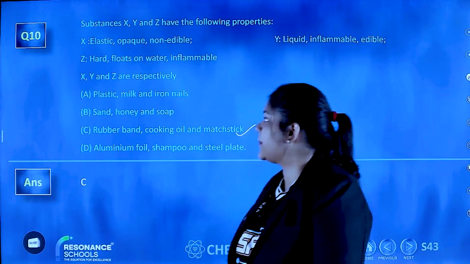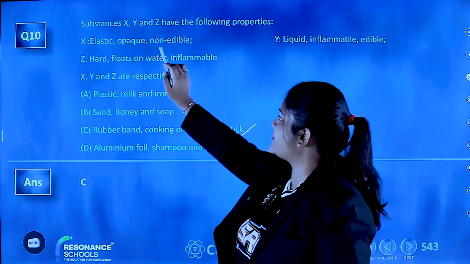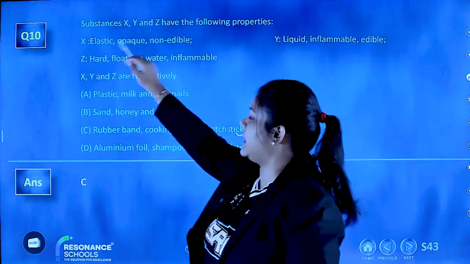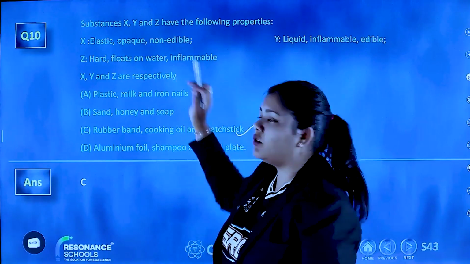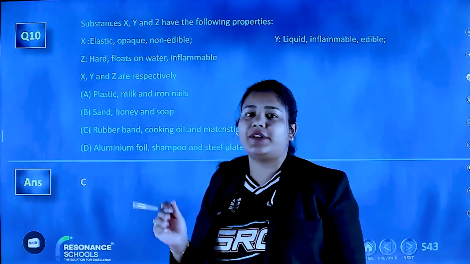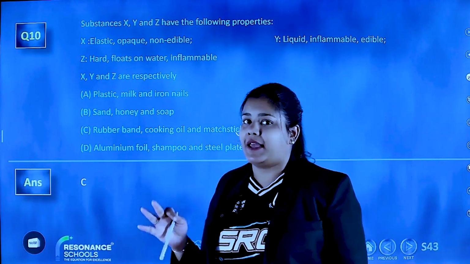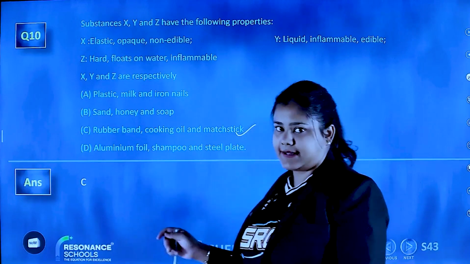Okay, what I am saying, first of all, you have to see X is something element which is elastic. Elastic means stretchy, which is opaque, you cannot see through it, and non-edible, you cannot eat it. So X is having three. They have given you hint of X. X is non-edible, opaque, and elastic in nature.